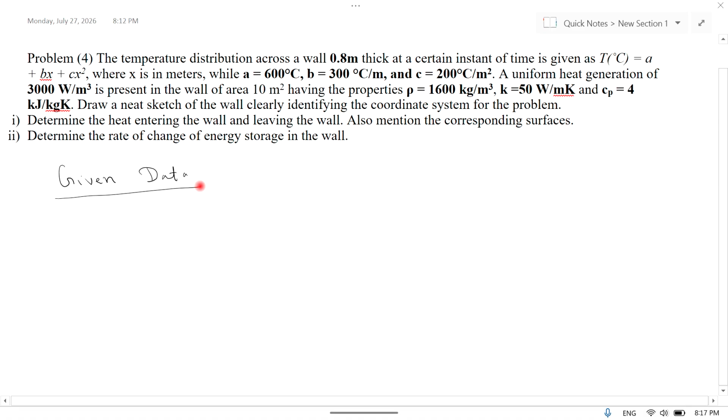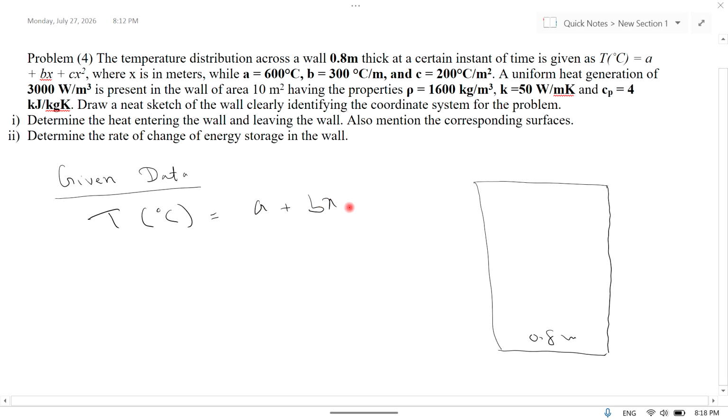The statement of the problem is: the temperature distribution across a wall of total thickness 0.8 meter, at a certain instant of time, is given as T in degree centigrade equal to A plus Bx plus Cx square, where x is in meter, A is equal to 600 degree centigrade, B is equal to 300 degree centigrade per meter, and C is equal to 200 degree centigrade per square meter.